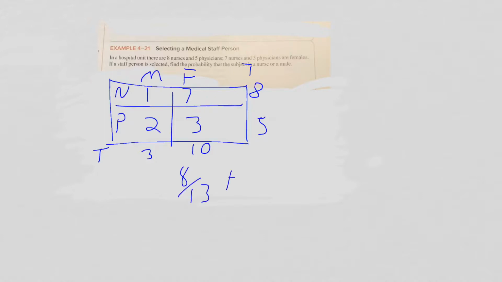Since it's an or, I have to add. And then a male, so there's 3 males here out of 13 people. But then we have to figure out, is there a probability of a nurse that is also a male? That is a number that we have counted twice. And it makes it real easy to see in this table because I counted how many nurses, how many males. So we had this number 1 here, which was both. So we need to subtract that one because we counted it twice. And so that would give me a total probability of 10 over 13.